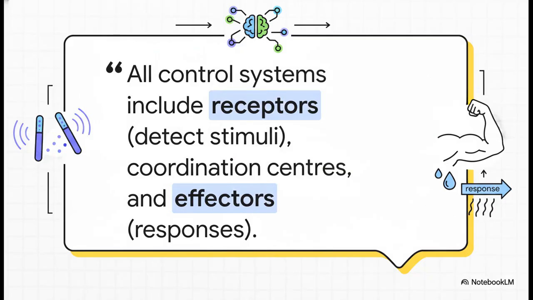And hey, if you're in any doubt about how important this is, just look at this quote. We've taken this directly from the AQA specification. It says, "All control systems include cells called receptors, which detect stimuli, coordination centers, and effectors, which bring about responses." They are literally telling you what they want you to know. It's like they're giving you the answers. So please learn that sequence.